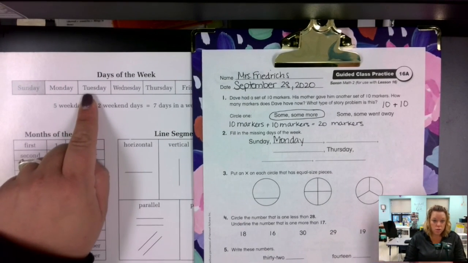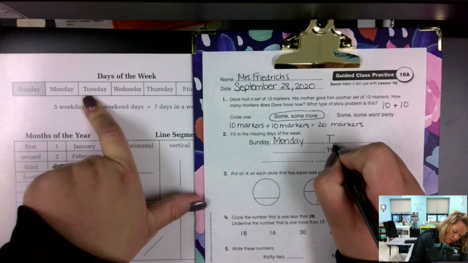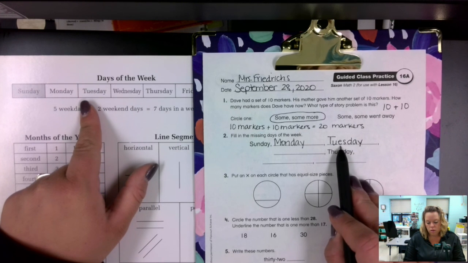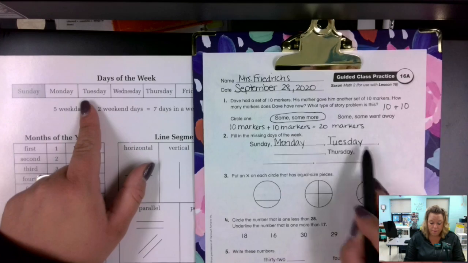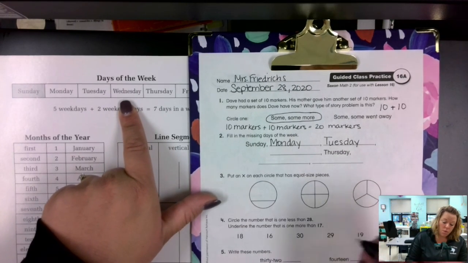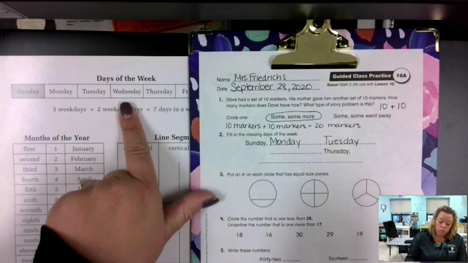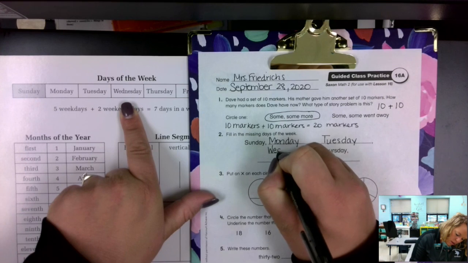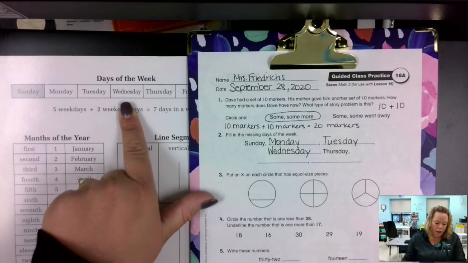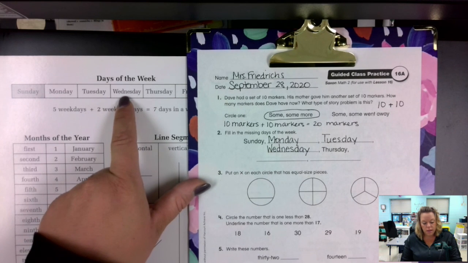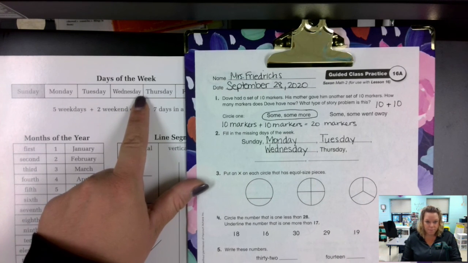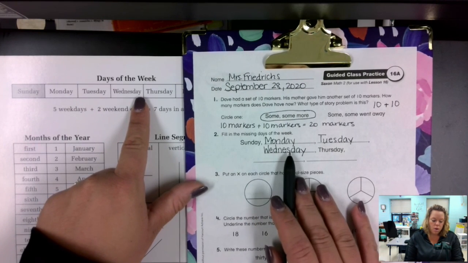Sunday, Monday, Tuesday, capital T, U-E-S-D-A-Y. Sunday, Monday, Tuesday, Wednesday. Wednesday's an even longer word than Tuesday, so you have to make sure you're using your best writing. Don't write super big or it won't fit on the line. Capital W, E, D, N, E, S, D, A, Y. I'll spell that again. Capital W, E, D, N, E, S, D, A, Y. So we have Sunday, Monday, Tuesday, Wednesday.